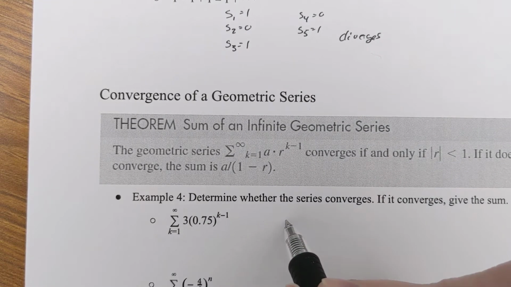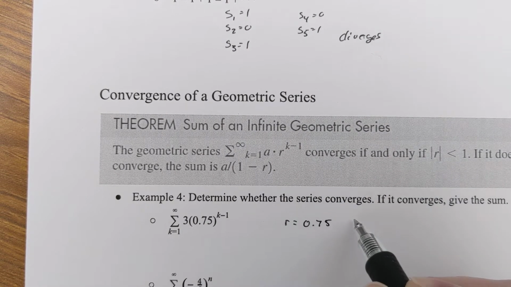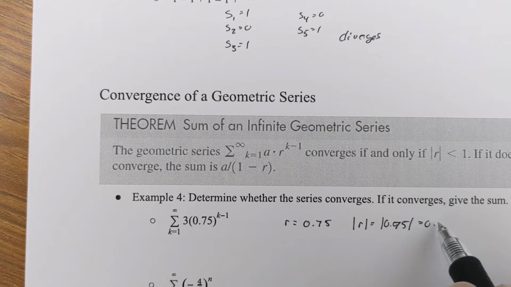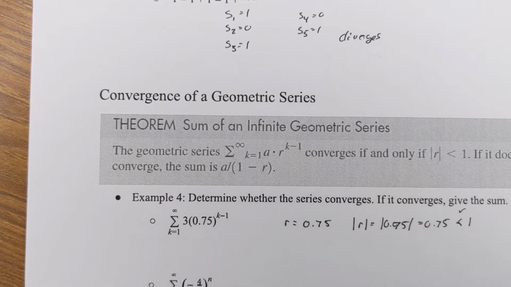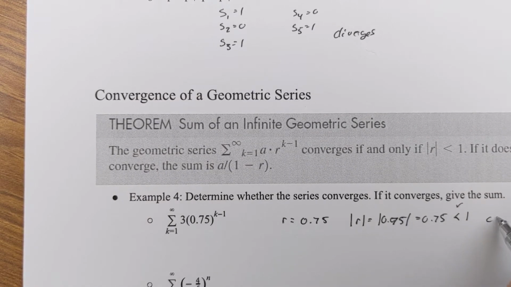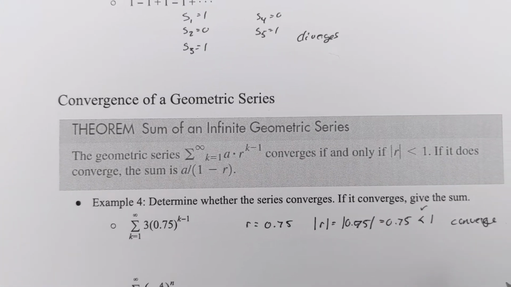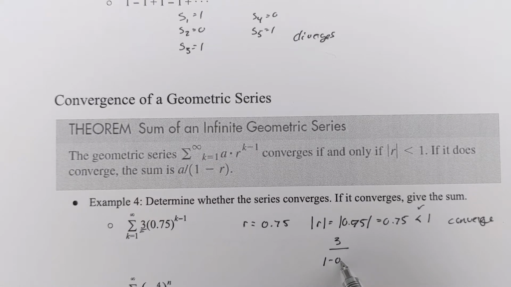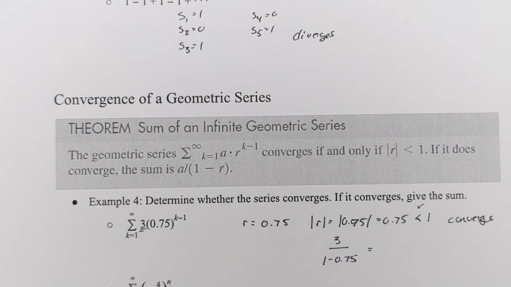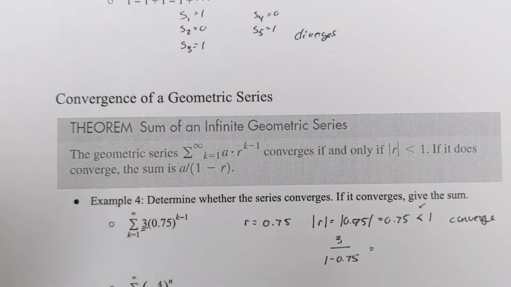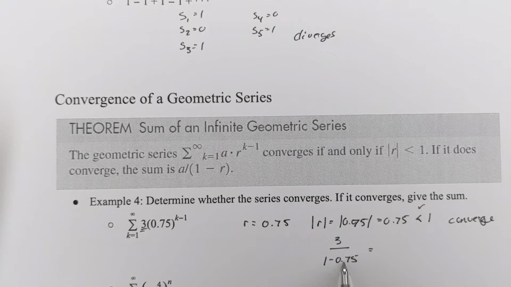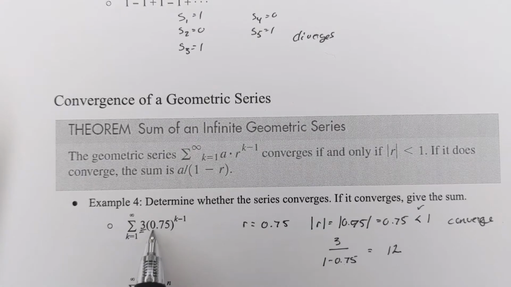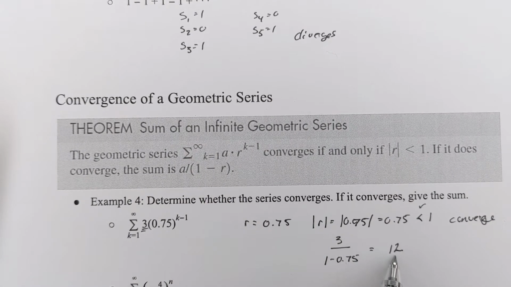All right, so for this one, our r value is 0.75. So the absolute value of r is the absolute value of 0.75, which is 0.75, which is less than 1. So it will converge. To find the value, we take a, which is that number there. So 3 over 1 minus 0.75. That's 1 minus 3/4, which is 1/4, and 3 divided by 1/4 is 3 times 4, or 12. So if I let k get very large, the numbers will eventually add up to 12.